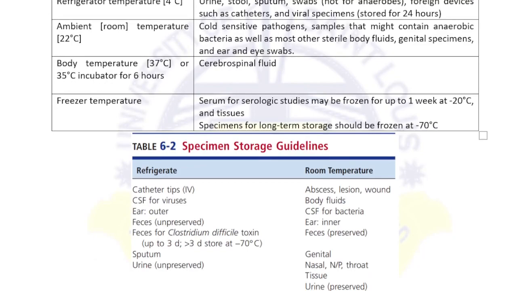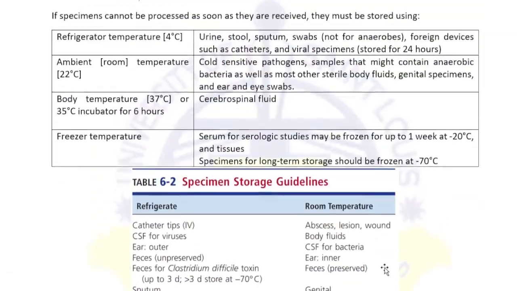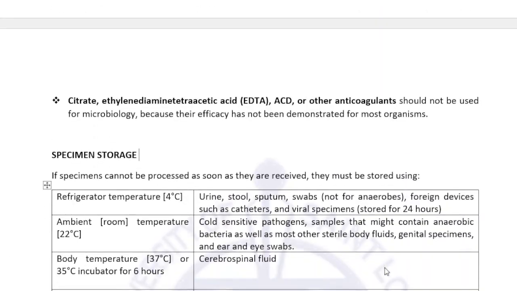So, we go to specimen storage. We have here, if they are not processed immediately when they are received, the following are the options for the medtech. Pwedeng ref temp, room temp, body temp, or incubator. Pag sinasabi natin body temperature, 35 to 37 degrees Celsius sa incubator yan. And of course, sa freezer, 0 degrees up to negative degrees.